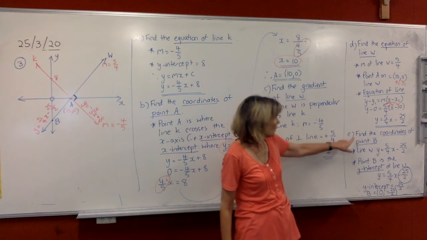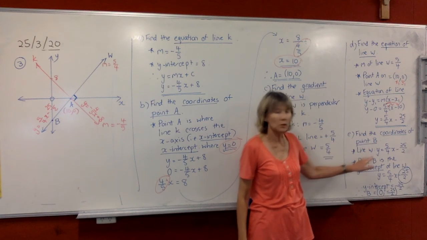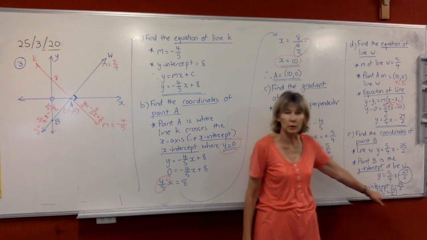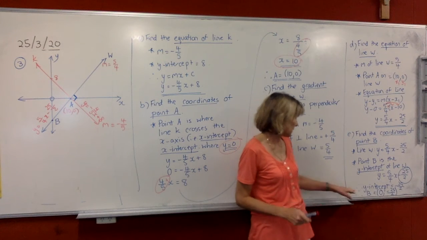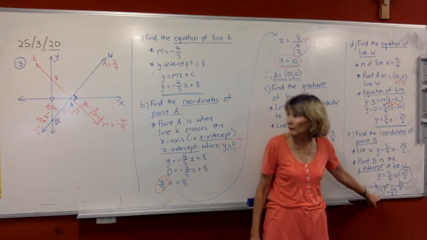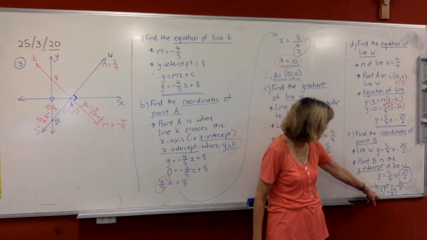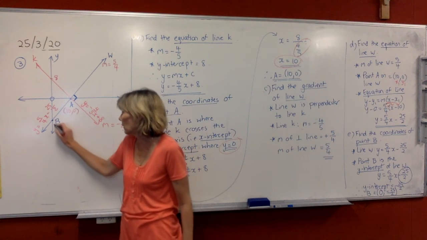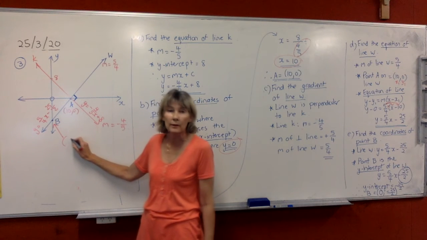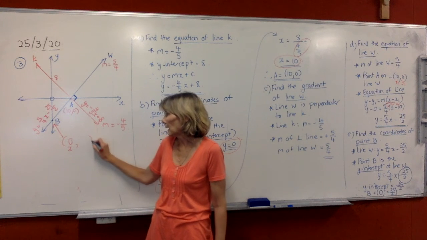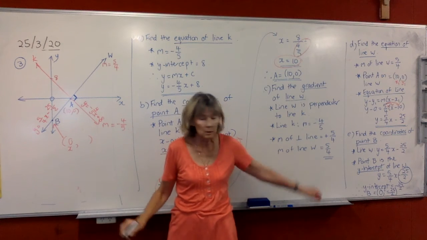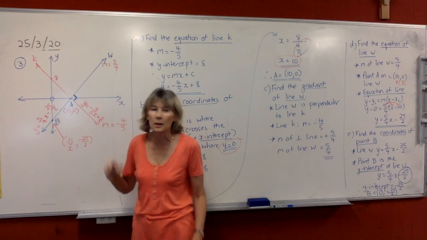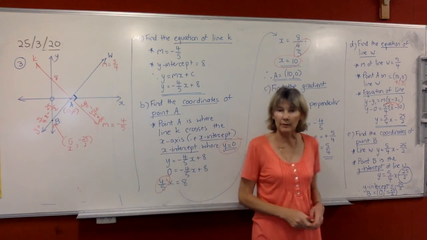Again, the question says find the coordinates of point B. So you can't just stop at y equals minus 25 over 2. You must give both coordinates, the x and the y. So the x coordinate, don't forget, would be 0, because it is a y-intercept, and we know that when you're finding the y-intercept, you've got an x value of 0, and you just found the y coordinate, minus 25 over 2. So that's the coordinates of point B, and that's the end of that question.